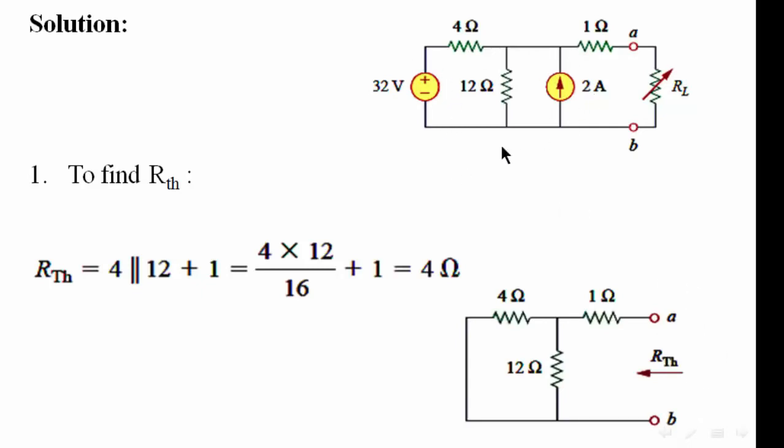And then cancel the voltage source and the current source. The voltage source is replaced by a short circuit and the current source is replaced by an open circuit. As we can see, there is no current source here. In order to calculate R Thevenin, we need to start from the side opposite to the side of the removed load, which means this side.